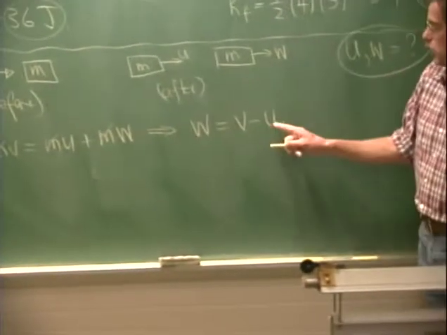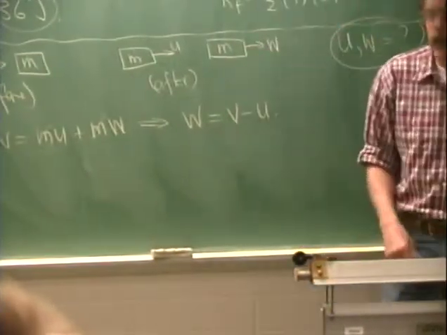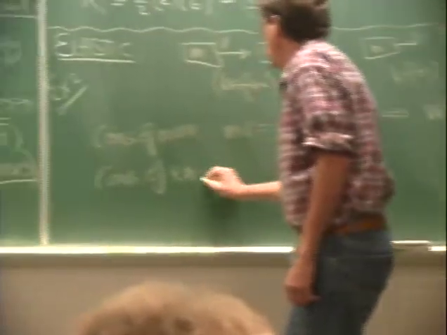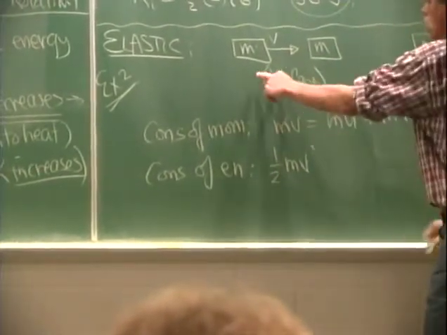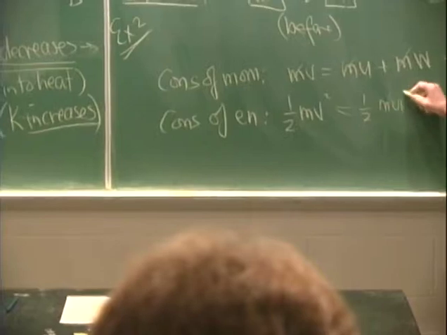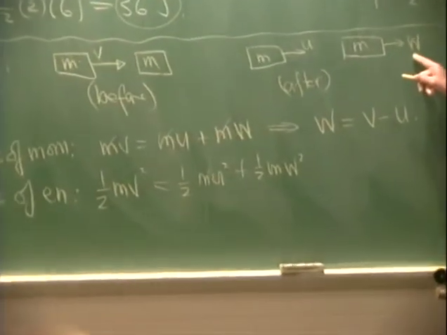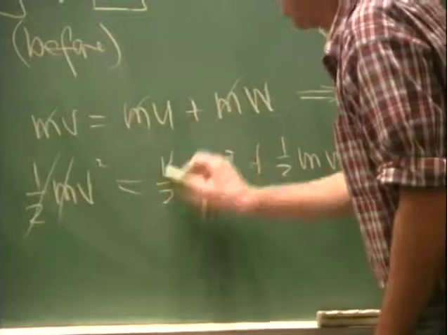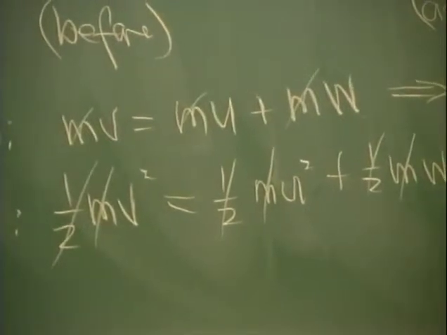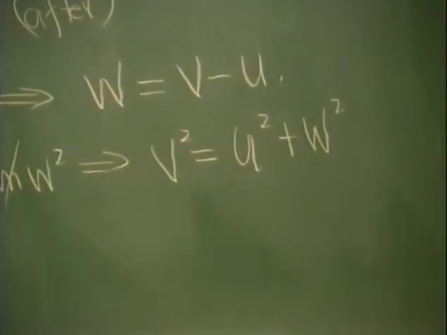Remember, the unknowns are w and u here, so I want to eliminate one of them in favor of the other. And now the other piece of information that I have is that this was an elastic process, so conservation of energy says 1/2 mv squared, the kinetic energy of this one, none for that one, equals 1/2 mu squared for this one, plus 1/2 mw squared for this one. 1/2 m cancels. And I get the conclusion that v squared is equal to u squared plus w squared. That's what conservation of energy tells me in this problem.